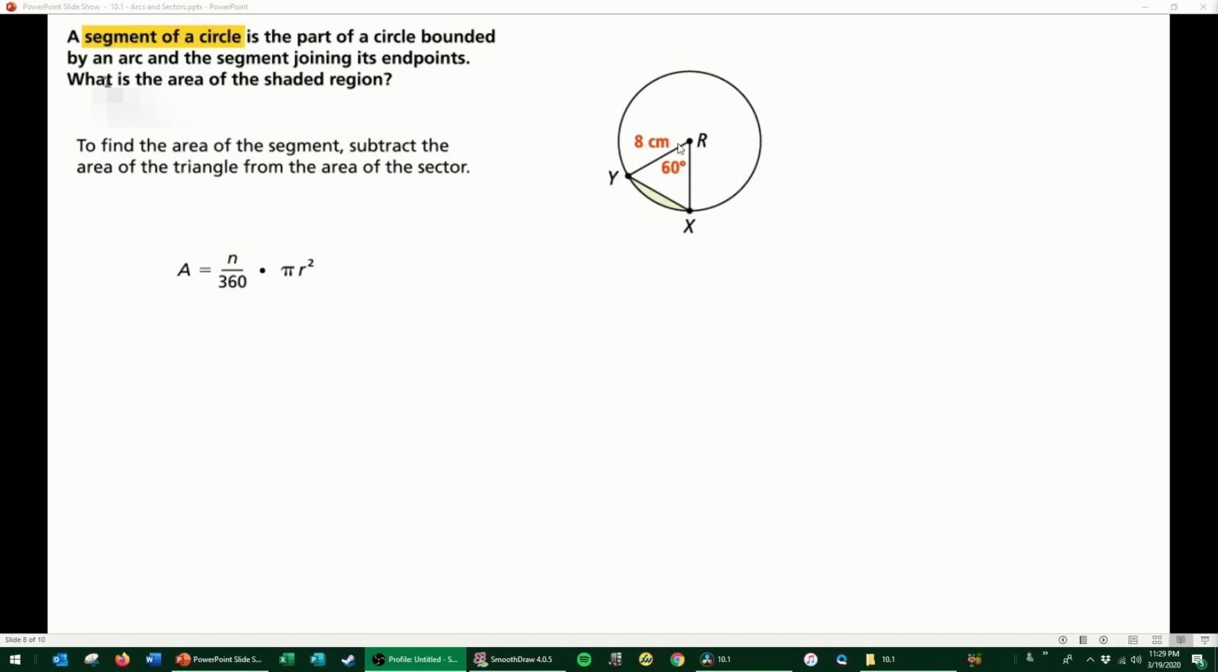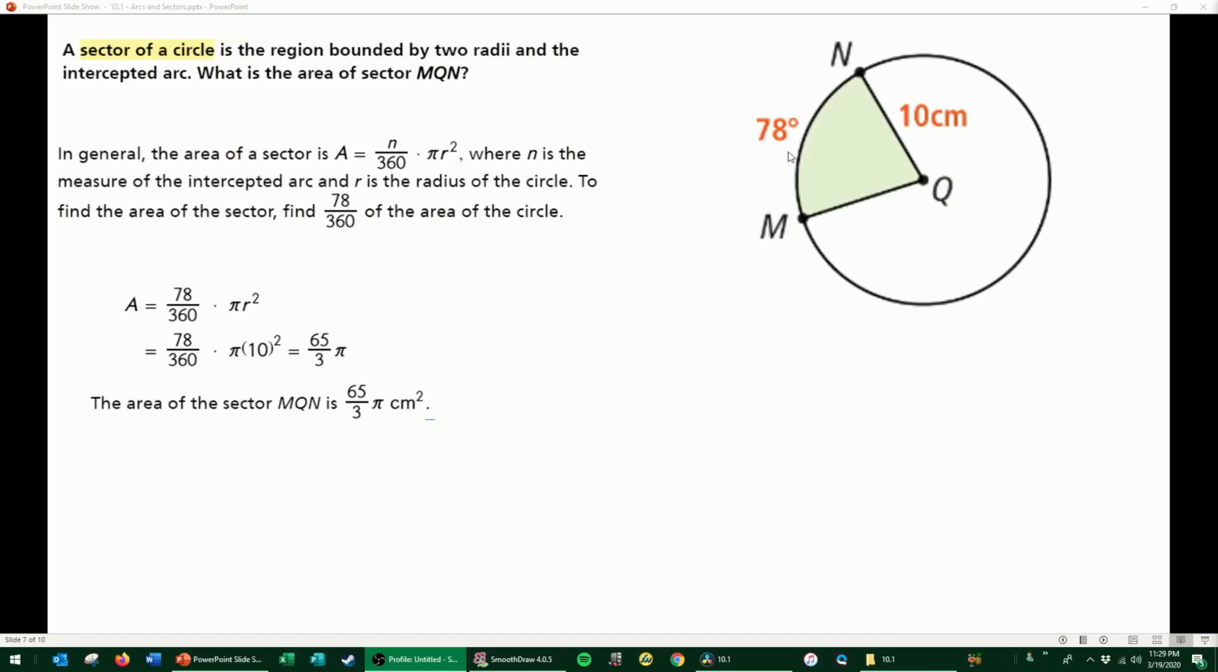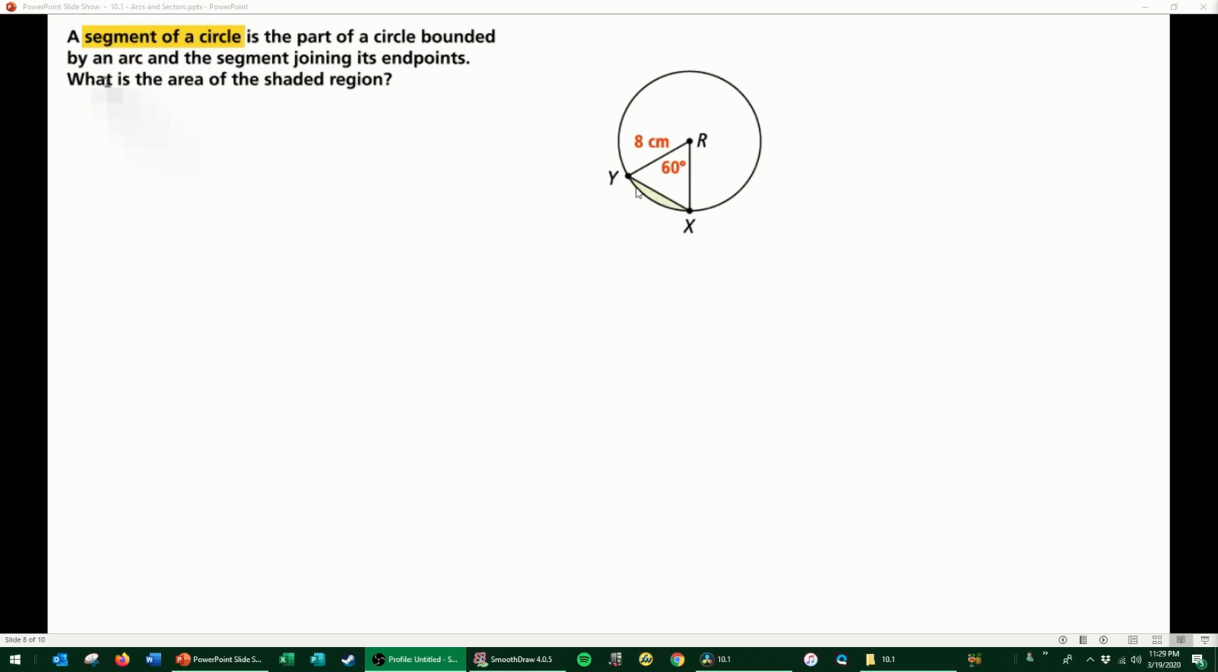So let's look at this. We have a radius of 8 centimeters and we have a central angle YRX of 60 degrees, but it doesn't want the whole piece anymore. Last time we had a sector, which is the entire intercepted part or the bounded part. Now our bounded part excludes the triangle that is made here, and we only want that little piece there.